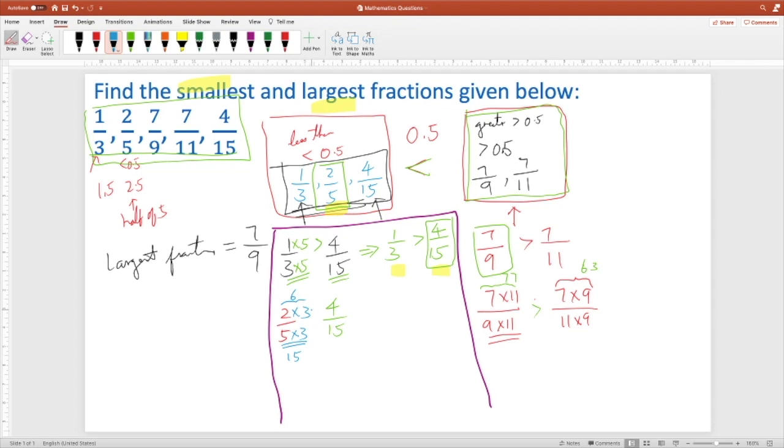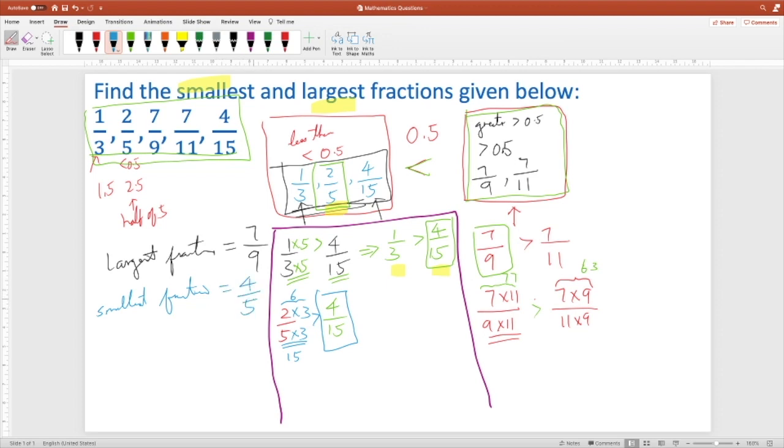So now, up to now, which one is the smallest number in this group? 1/3, 2 over 5, 4 over 15. 4 over 15. Okay, because 1/3 is greater than 4 over 15, and 2 over 5 is greater than 4 over 15. So this is the final answer. The smallest fraction is 4 over 15.